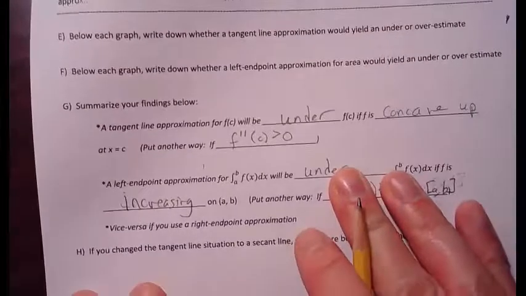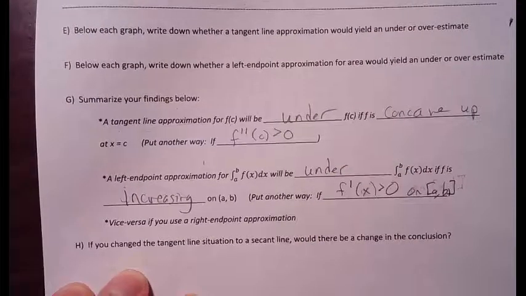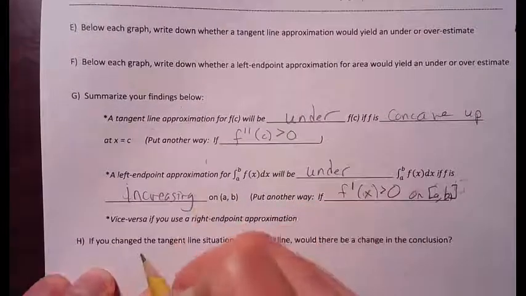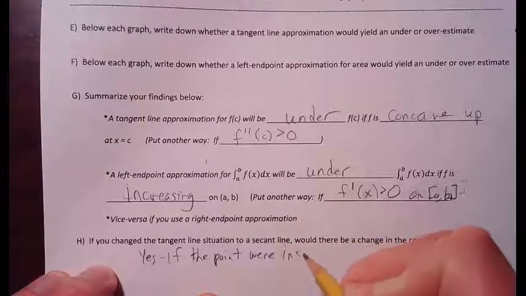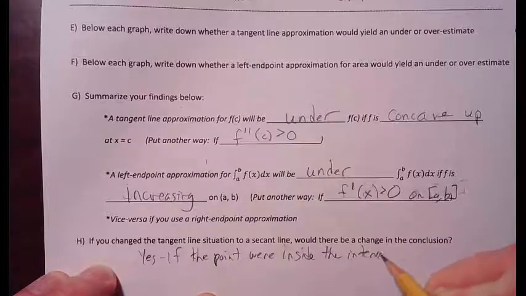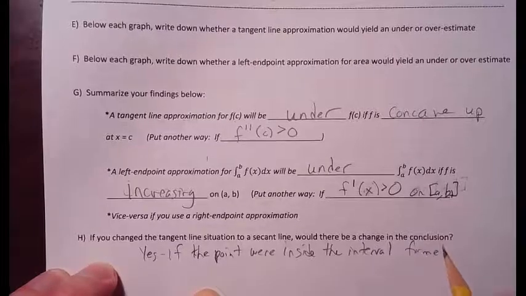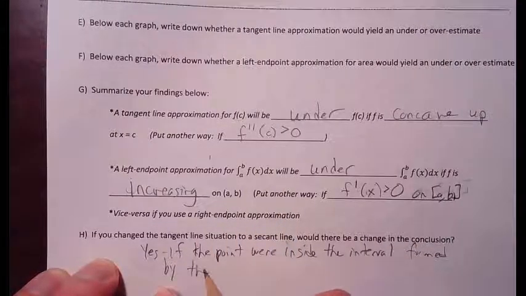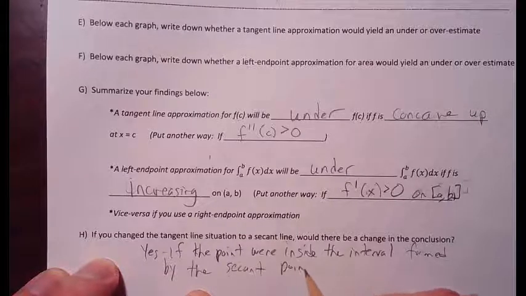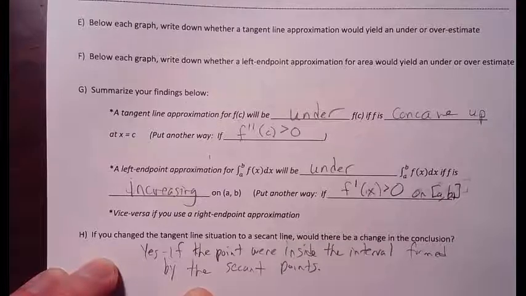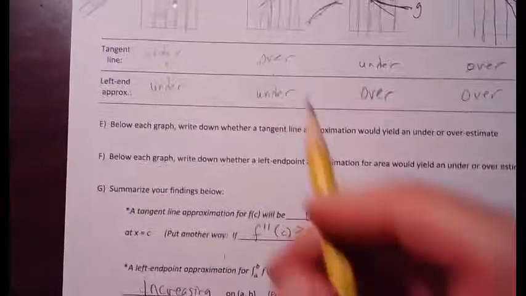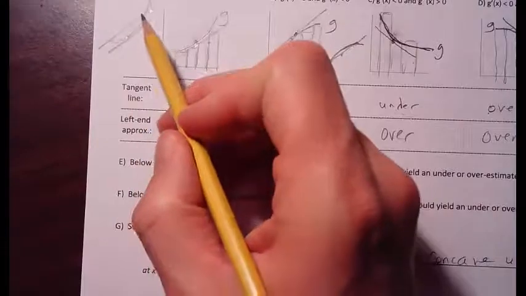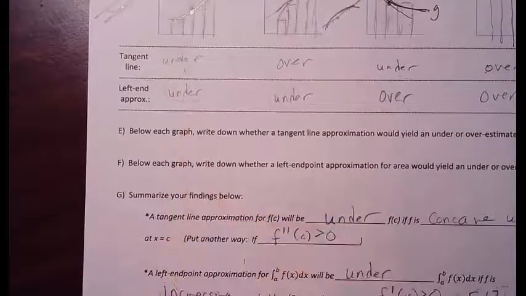So to answer the bottom question, if you change the tangent line situation to a secant line, would there be a change in the conclusion? Yes, if the point, let's say we're inside the interval formed by the secant points. So if you were inside that interval of secancy, I feel like that's not a word, but you understand what I'm saying, I hope. If you were in between the region where the line intersects the graph, your answer would be the opposite of what you would have with the tangent line.